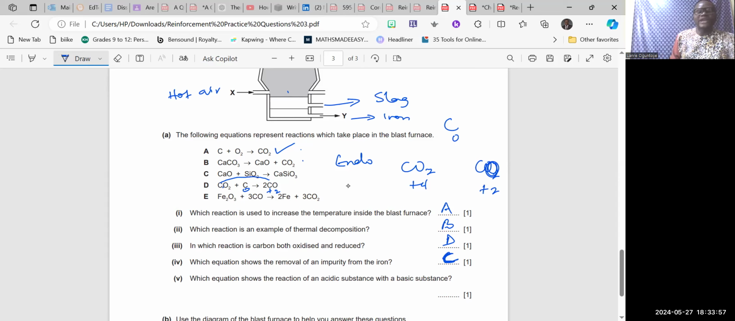Which equation shows the reaction of an acidic substance with a basic substance? You know, was it Toby that was asking why the other time, right? So, which equation? C. Acidic, it's C. Can you see? I didn't even know that the answer will not be E. Don't go and put E and say mini mani mo. Silicon oxide, is it basic or acidic? It's acidic. And calcium oxide is basic. So it's almost like a neutralization reaction.